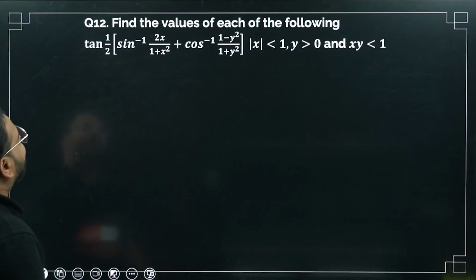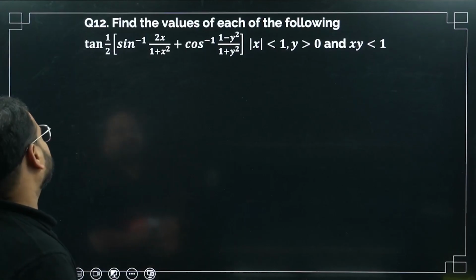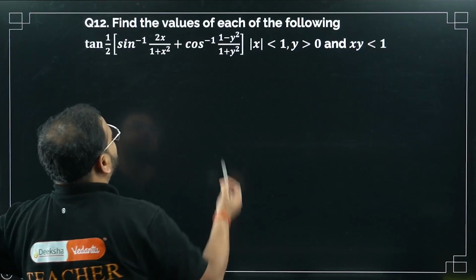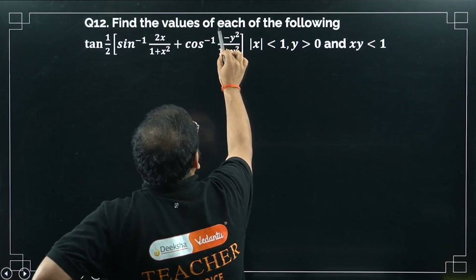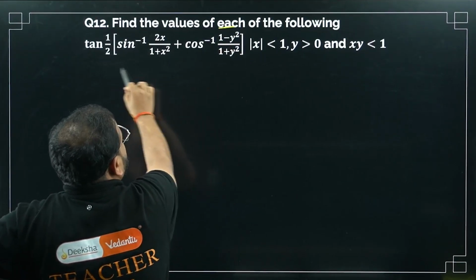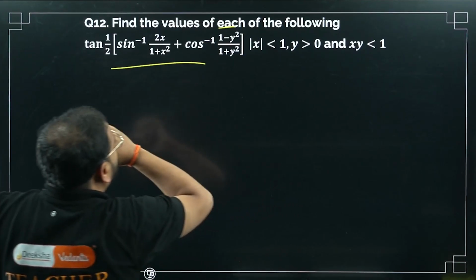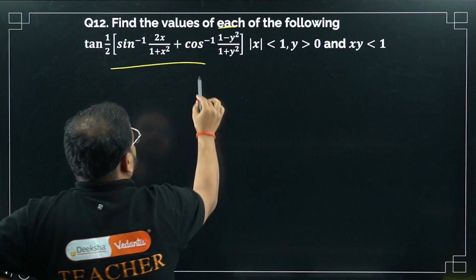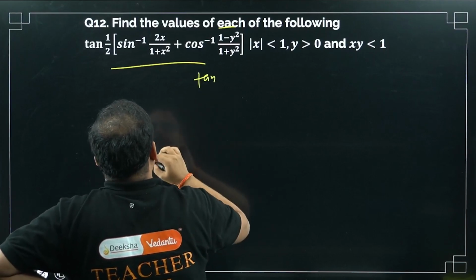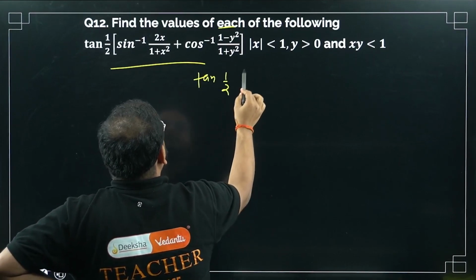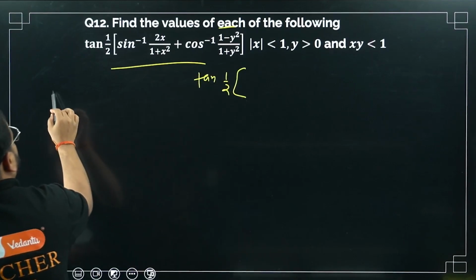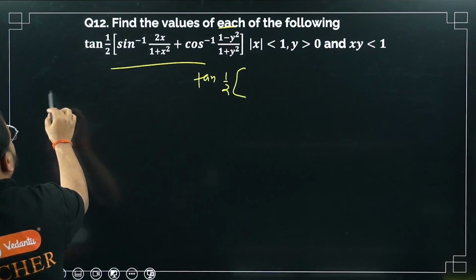Let's go. Find the values of each of the following. Maybe this is more than one question, so let's solve this. We have to find this condition. How can I simplify this, sir? Let's see. I can write it as tan 1 by 2, writing it as it is. Please check the formulas here. Sine inverse, what is this going to be?